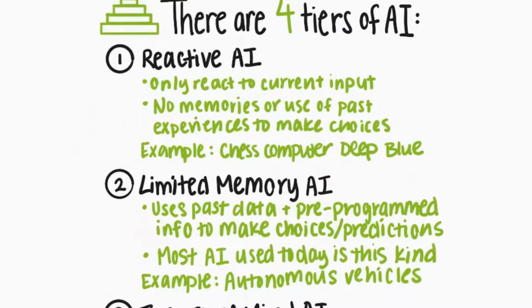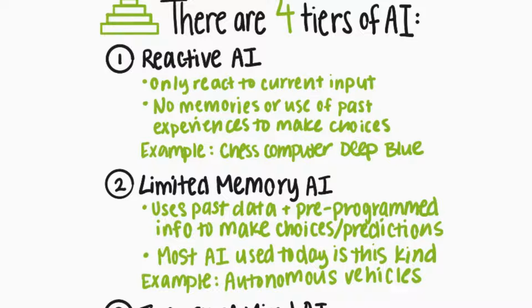First, we have reactive AI. This type of AI only reacts to the current input at hand. It doesn't have memories, and it can't use past experiences to make choices. So for example, we have the chess computer Deep Blue, which we talked about last time as beating the reigning world champion. It was a pretty significant discovery, but it was only at the lowest tier of AI.